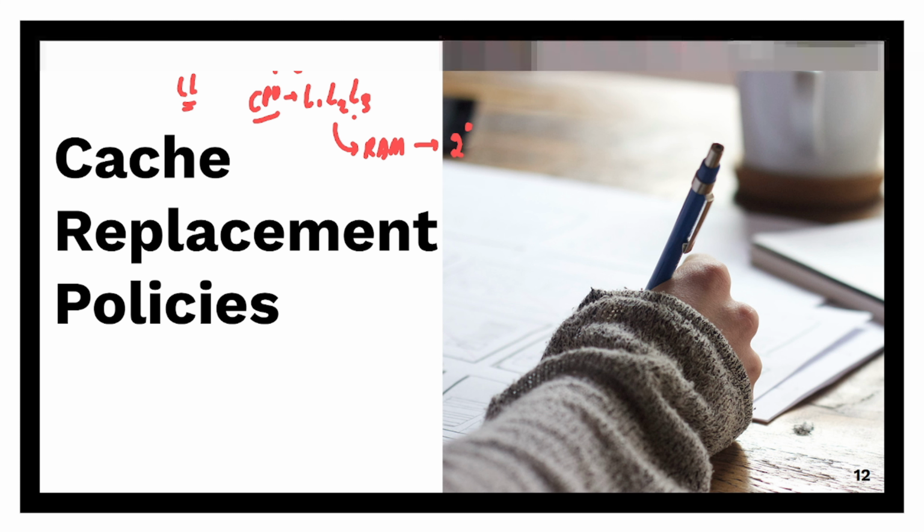When a processor requests data, the cache is checked first. If the required data is found in the cache, it is a cache hit, which saves time compared to fetching the data from the slower main memory. However, if the data is not in the cache, which is a cache miss, the system needs to decide which cache line to evict to make space for the new data. That's why we need cache replacement policies.